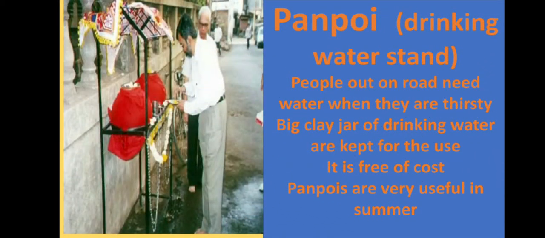Students, this is the panpoi, that is, a drinking water stand. People out on the roads need water when they are thirsty. In some places, big clay jars of drinking water are kept for the use of such people. This water is offered free of charge. This is known as panpoi. Panpois are set up by individuals or institutions. Panpois are very useful, especially in summer.